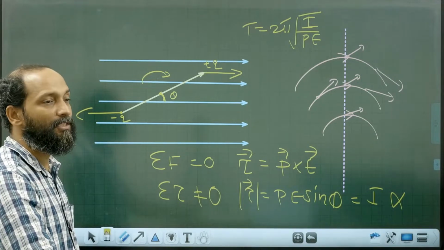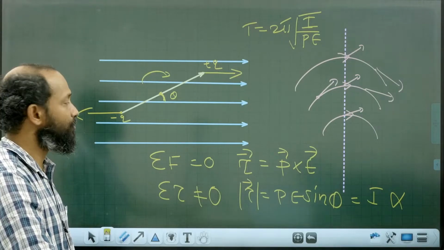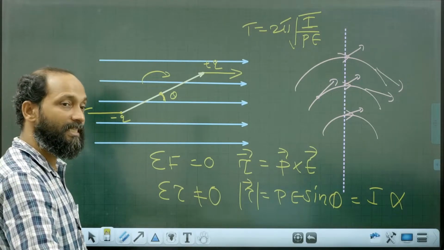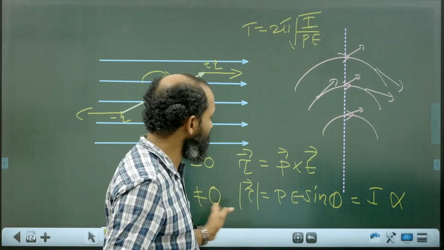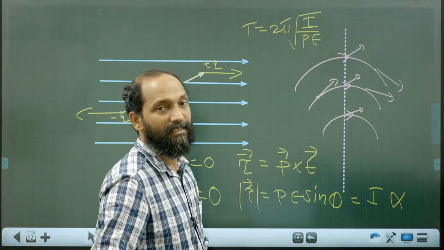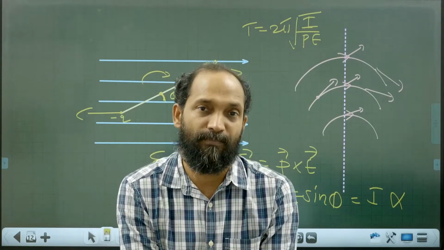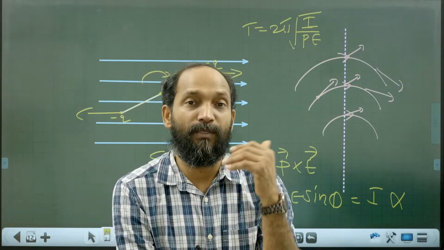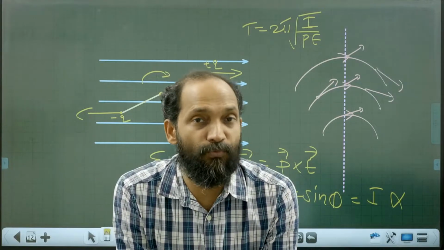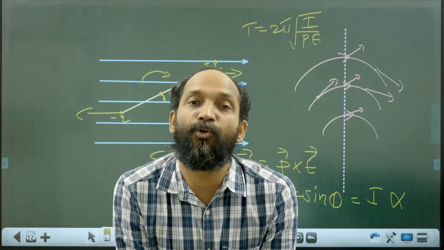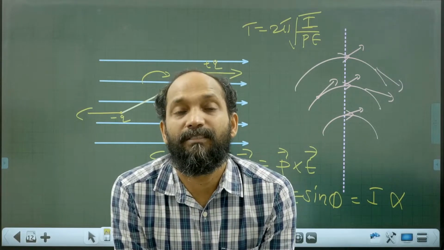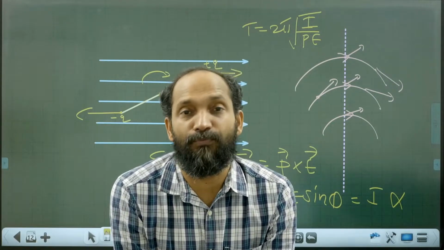So a dipole in a uniform electric field experiences no force, but it experiences a torque. But there can be no torque if theta equals 0 or n pi. Theta equal to n pi, no torque. In a non-uniform electric field, the dipole may experience a net force.